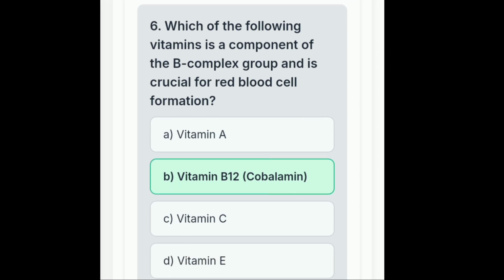Which of the following vitamins is a component of the B complex group and is crucial for red blood cell formation? Option A, vitamin A. Option B, vitamin B12, cobalamin. Option C, vitamin C. Option D, vitamin E. B12, cobalamin is the right answer.